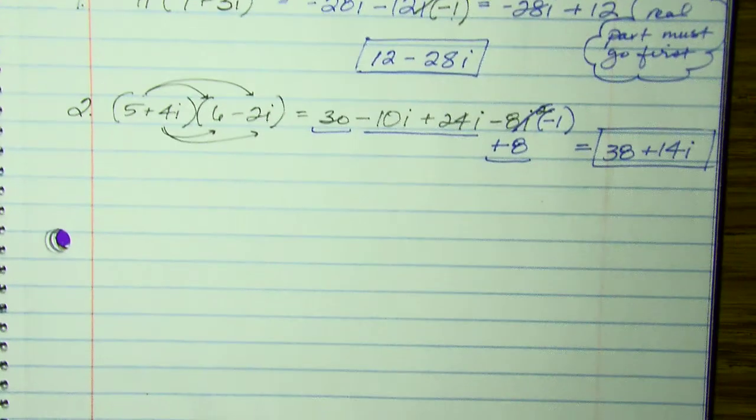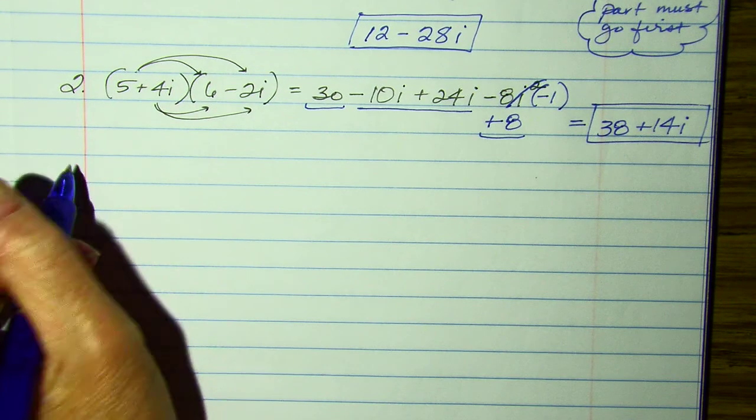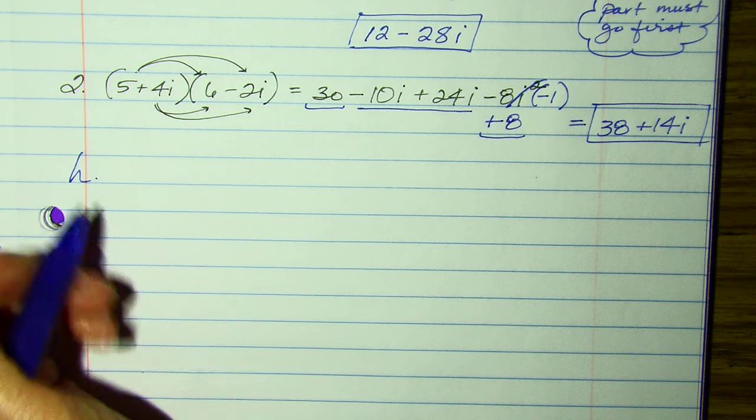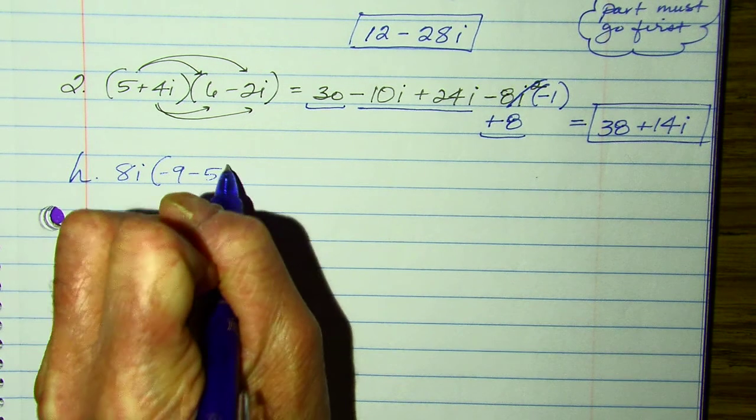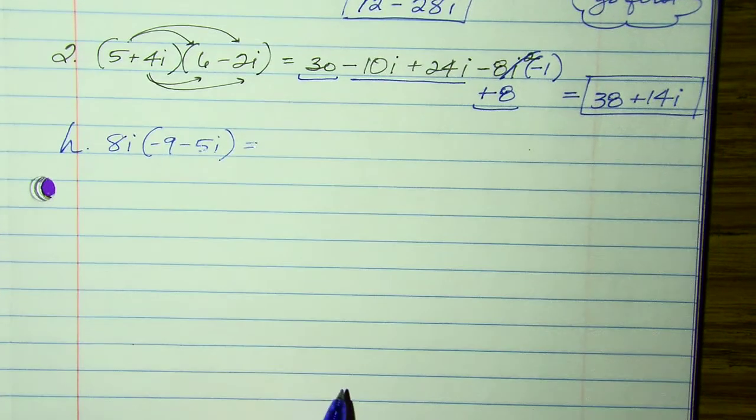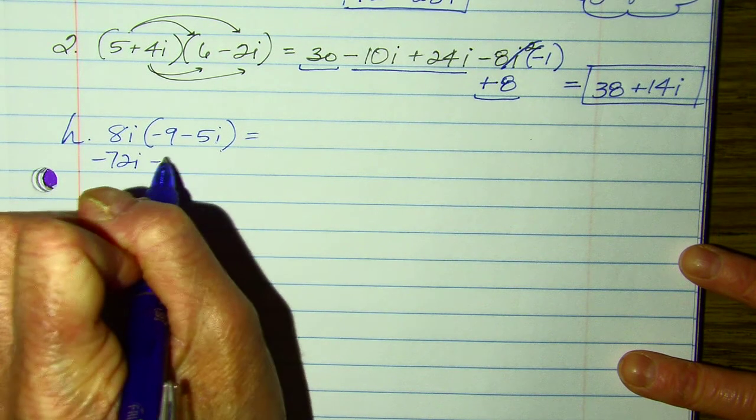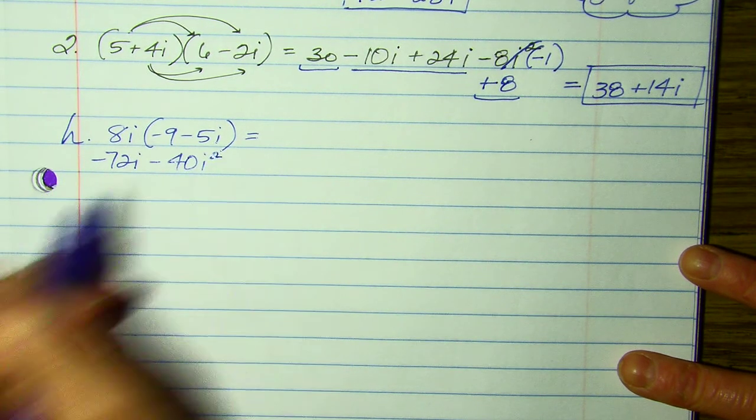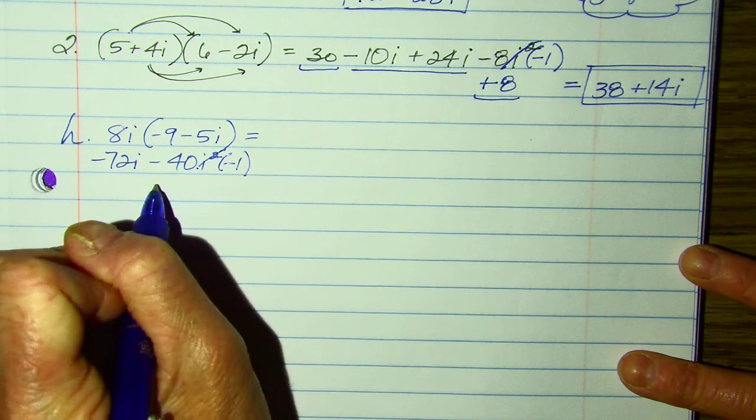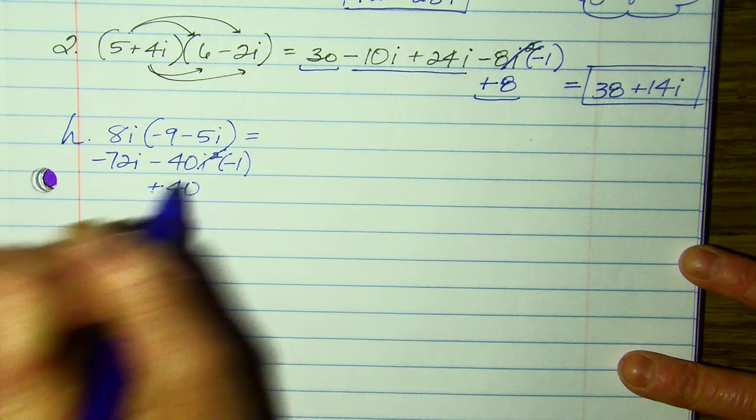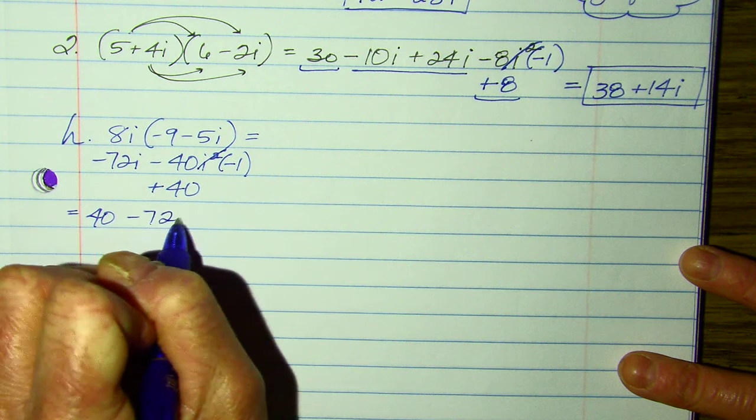So let's go back to lesson practice, part H. So part H asked us to multiply 8i times negative 9 minus 5i. So if you distribute, I get negative 72i minus 40i squared. Now the i squared is a negative 1, changing this to a positive 40. So my answer is 40 minus 72i.